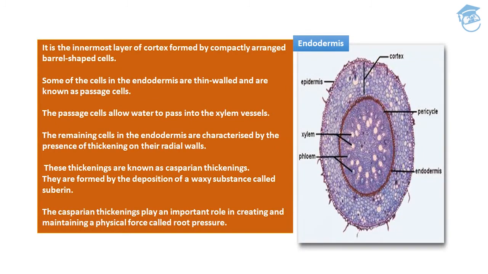Now this is endodermis. It is the innermost layer of the cortex, which is formed by compactly arranged barrel-shaped cells, and some of the cells in the endodermis are thin-walled and are called passage cells. Passage cells I have shown you in the diagram. They allow water to pass into the xylem vessel, and the remaining cells in the endodermis are characterized by the presence of thickening on their radial wall. And these thickenings are called Casparian thickenings. I have already shown you in the diagram.